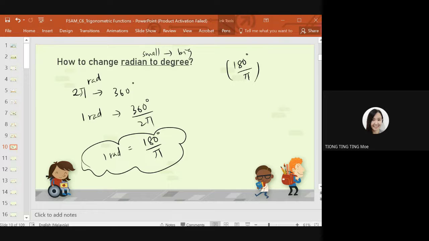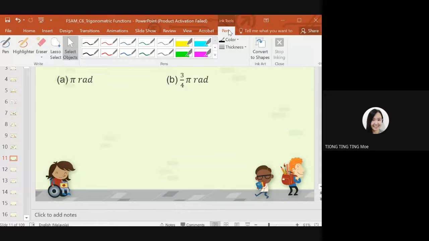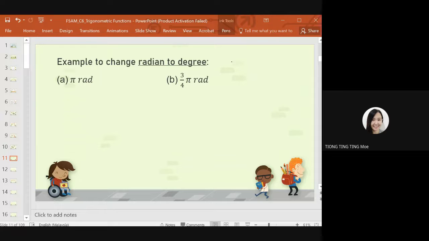Above is 180, below is pi, so that it will bring to the bigger answer. Your radian is equal to x multiplied with the value like this. For radian to degree, the value goes from small to big.